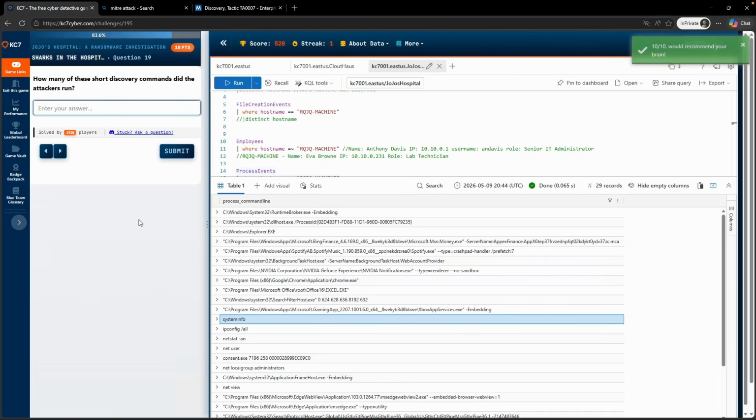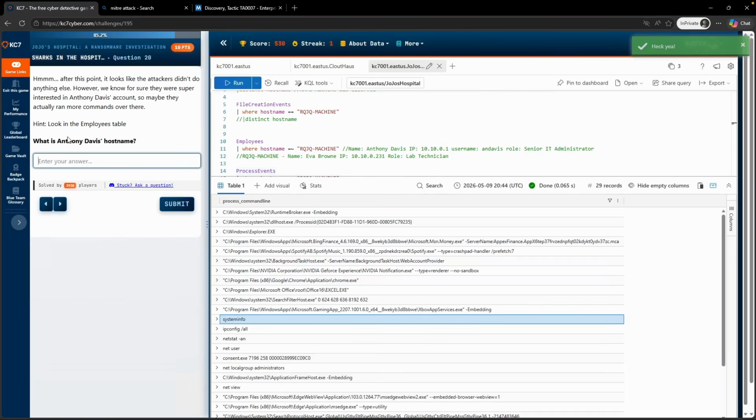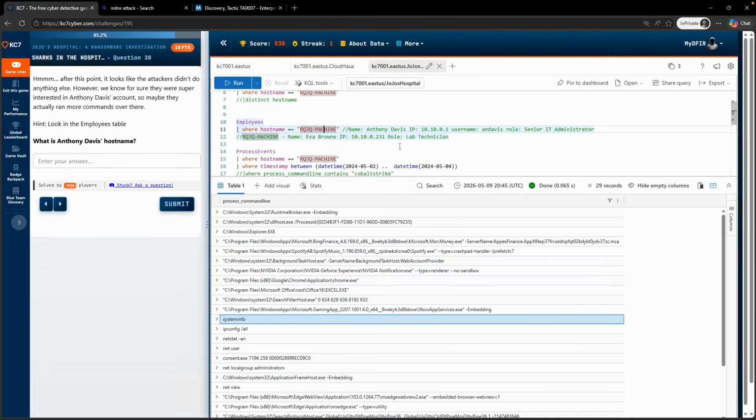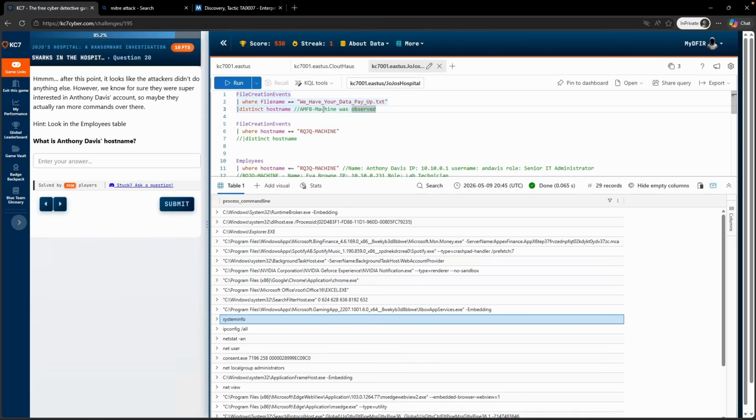Question 19, how many of these short discovery commands did the attackers run? That was a total of 6. The next question, what is Anthony Davis's host name? That we actually got back in section 1. And did I not write it down? Oh, yes, I did. Okay, cool. It was this right here, AMFB-machine.